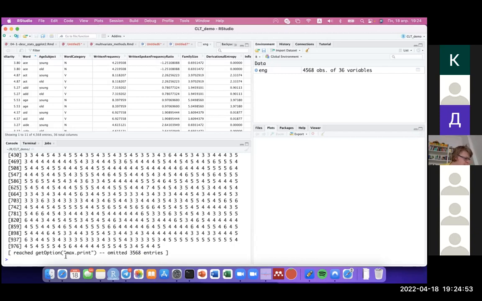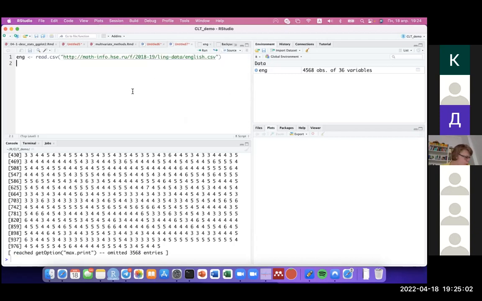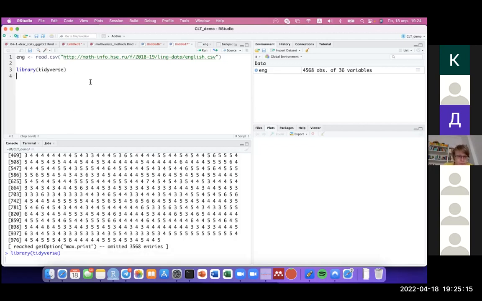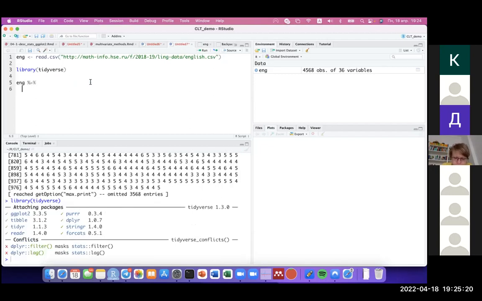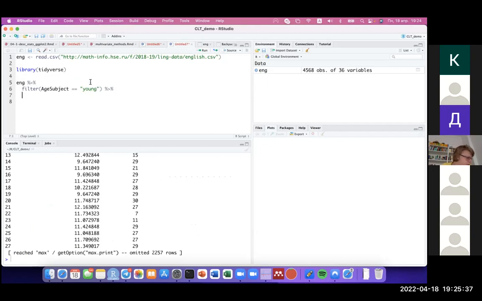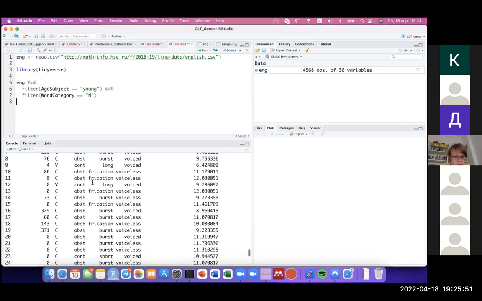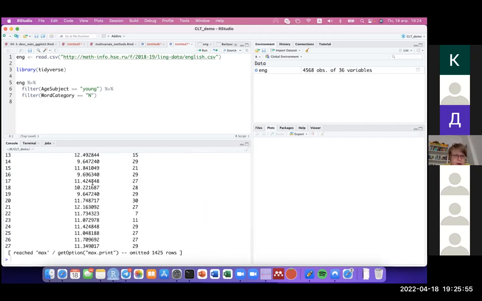Okay, so let's choose only young people and only nouns. And also let's focus on just a few columns because we have too many of them. So let's use tidyverse. Let's filter the age subject, young, right, and next is word category. Word category equal to N. Okay. Now we have only nouns and only young subjects.